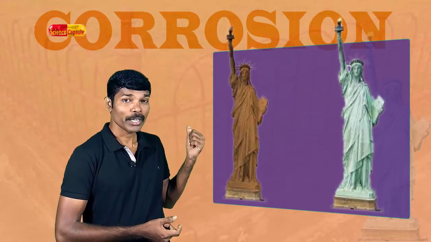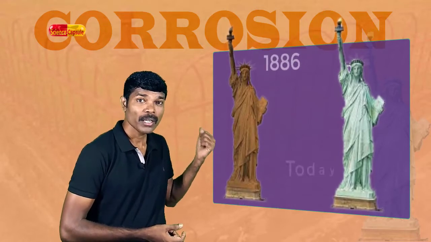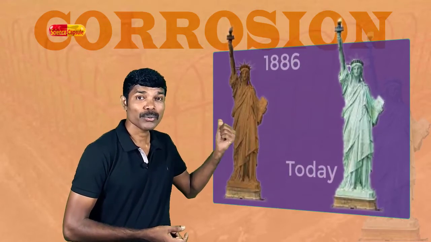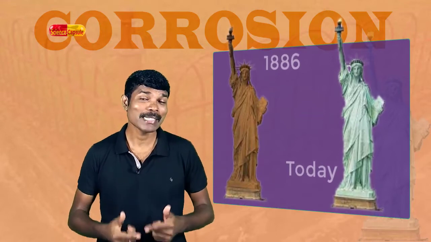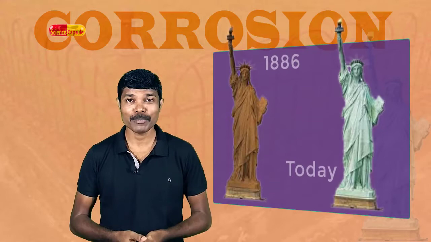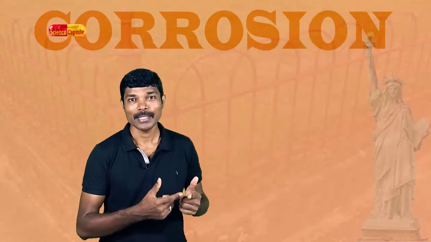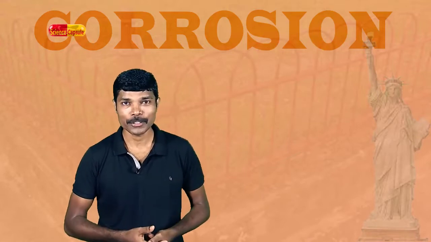This picture was taken very long back. Nowadays, due to corrosion, copper changes into green in color. Whenever copper changes into green color, we can say that a redox reaction has taken place, corrosion has taken place. So, corrosion of copper leads to a green color on its surface.